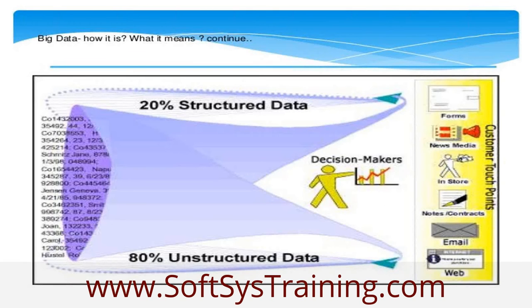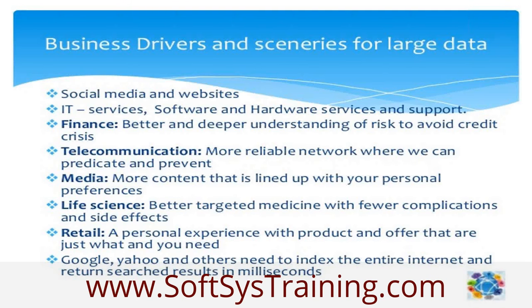In the current world, 80% is unstructured data, which is nowhere used. Only 20% structured data is used for business insights. Whatever reporting we do, every time it is just that 20% of the data that we get from the current existing systems. So where do we use big data? Examples are social media, IT, finance, telecommunication, media, life science, retail, and search engines like Google and Yahoo, which are indexed.